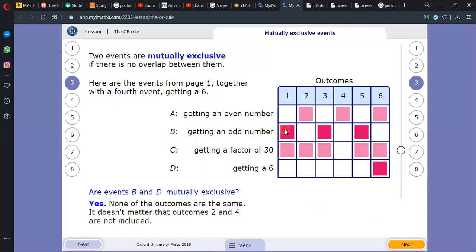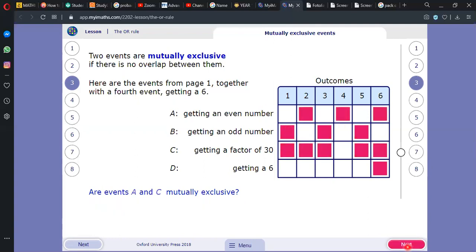Because take a look at B, okay? You can see that none of the outcomes are the same. It doesn't matter that outcomes 2 and 4 are not included. Our aim here is to take a look at mutually exclusive. In as much as there is no outcome that is common to the two events, all right, then they are mutually exclusive.